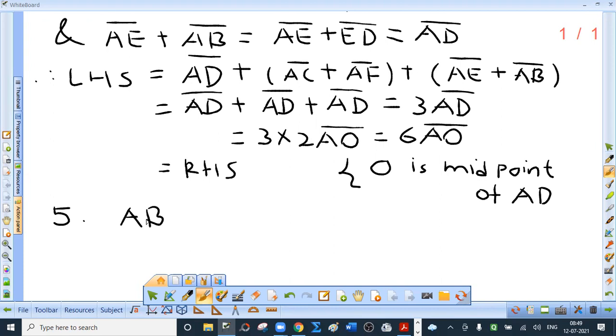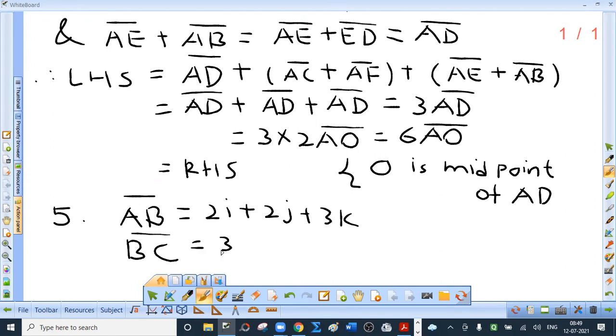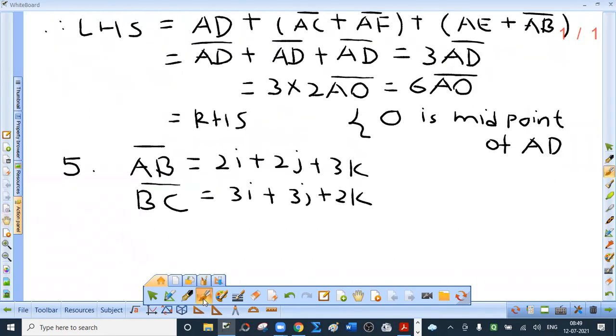With AB bar equal to, write down, AB bar equal to 2i cap plus 2j cap plus 3k cap, BC bar equal to, write down the given vector, 3i cap plus 3j cap plus 2k cap, and AC bar equal to, what is that? AC bar 3i cap plus 4k cap. See, BC bar is minus 3i cap. Just check this. Okay.